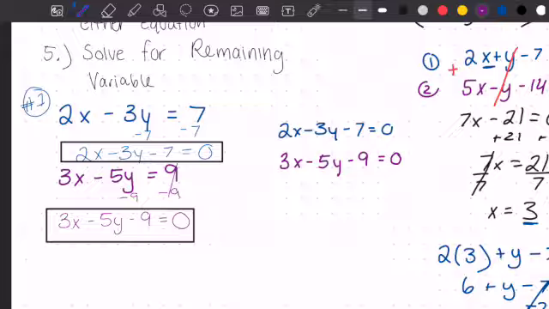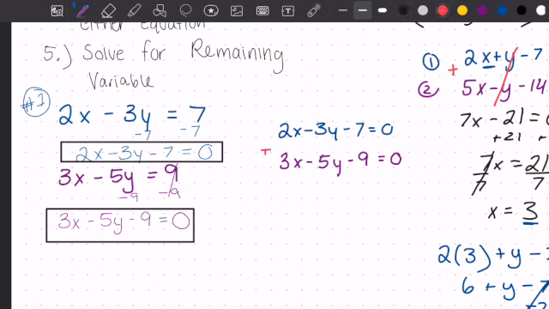Now let's do our checks. So we've done step 1. Step 2 says multiply one or both of the equations by a number so that when you add or subtract the equations, one of the variables disappears. So let's check addition first. If I add 3x to 2x, am I going to get 0? No. If I add negative 3y plus negative 5y, am I going to get 0? No. Okay, addition doesn't work.